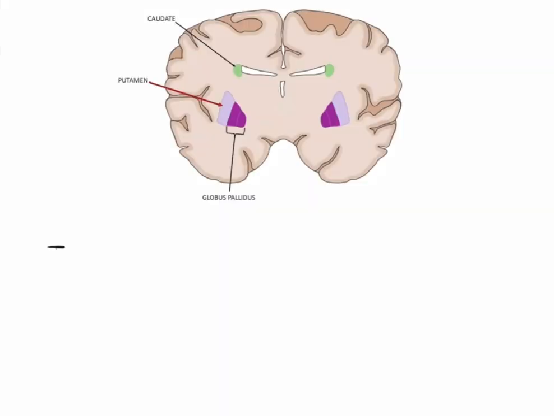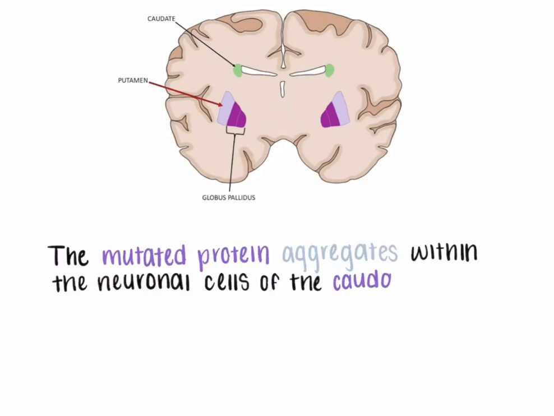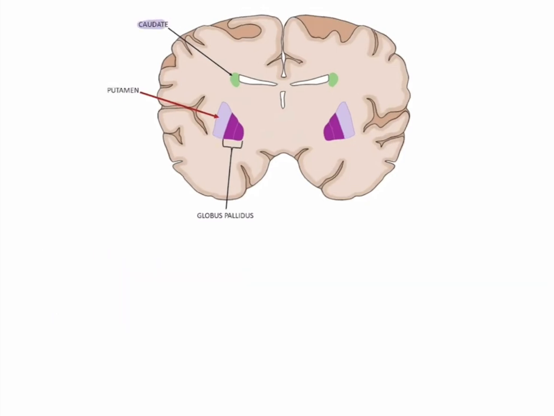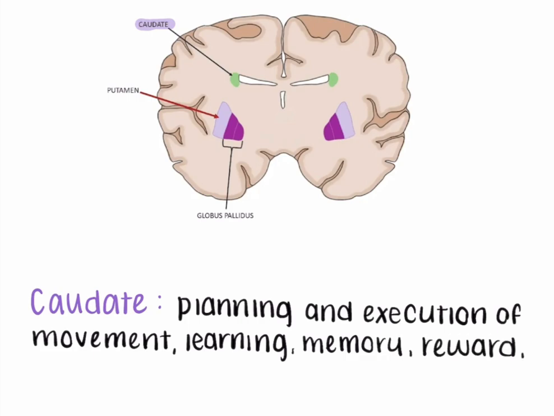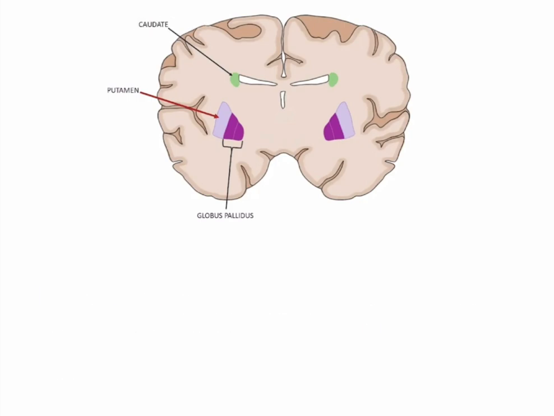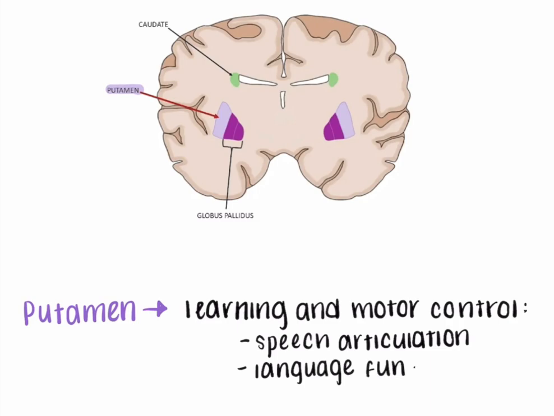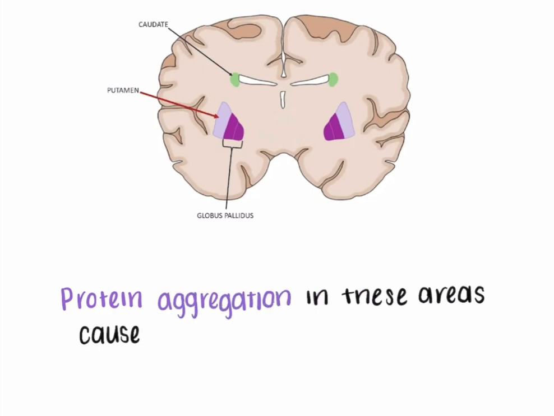The mutated protein aggregates within the neuronal cells of the caudate and putamen regions of the basal ganglia. The caudate region is responsible for the planning and execution of movement, learning, memory, reward, motivation, and emotion. The putamen region is responsible for motor control, speech articulation, language functions, and overall cognitive functioning. When proteins aggregate in this area, neuronal cell death is caused.